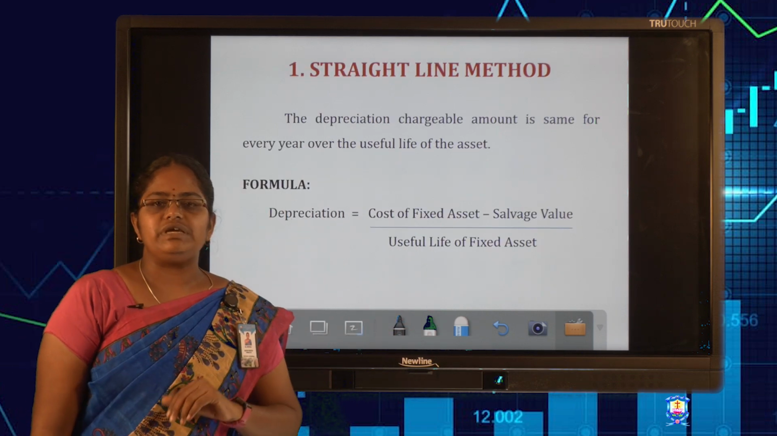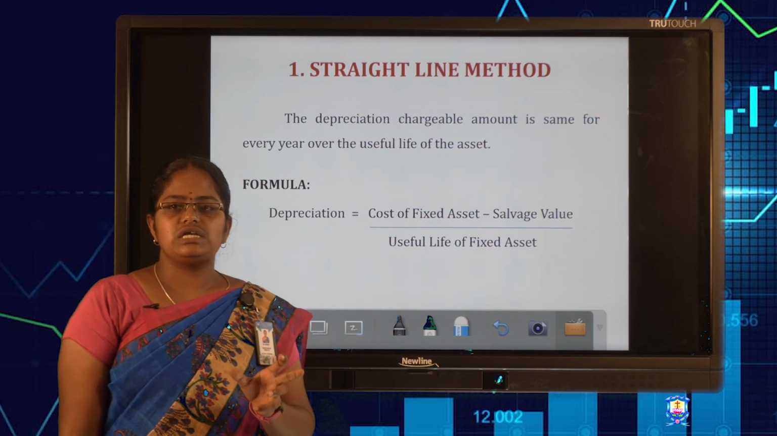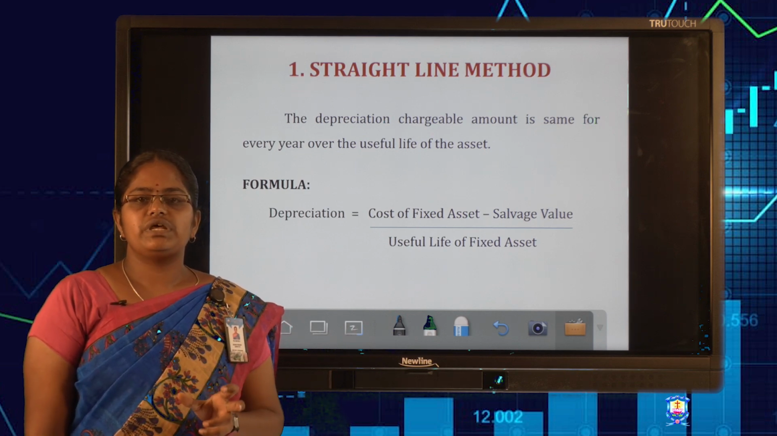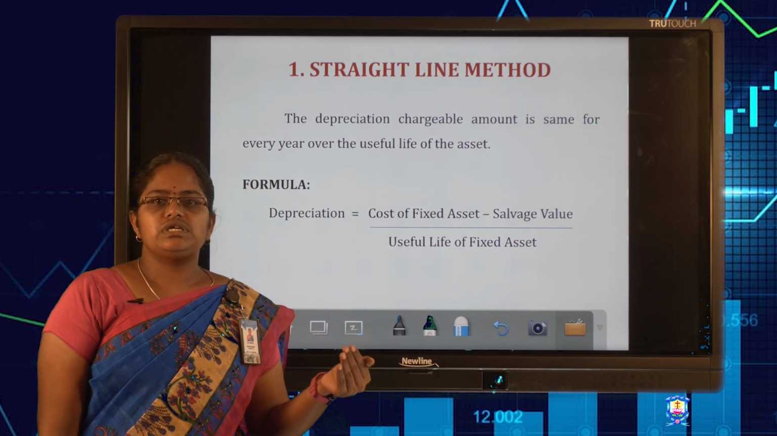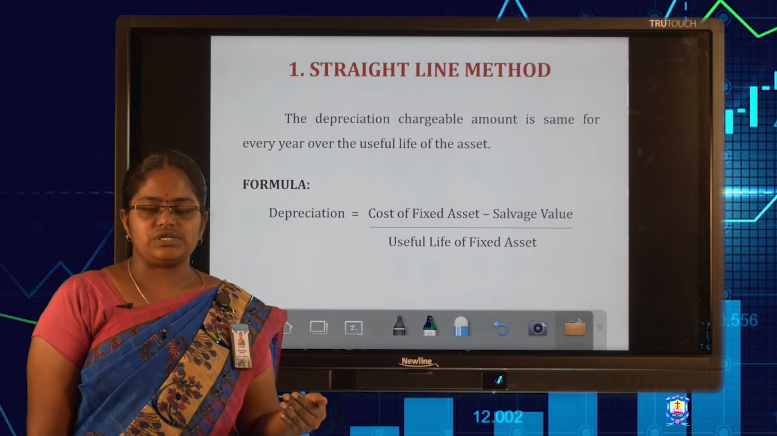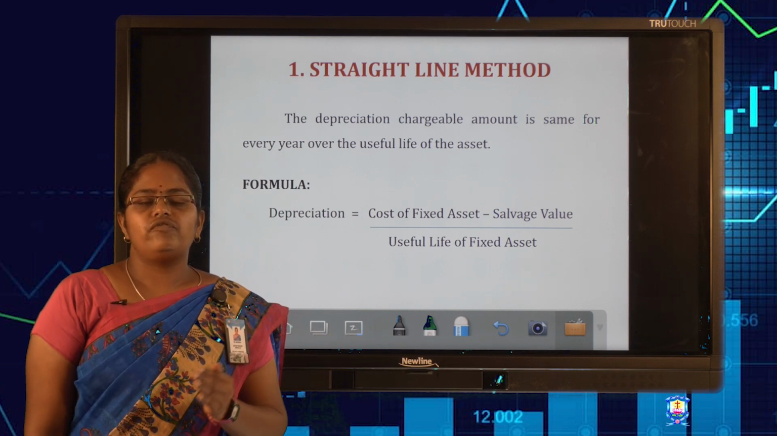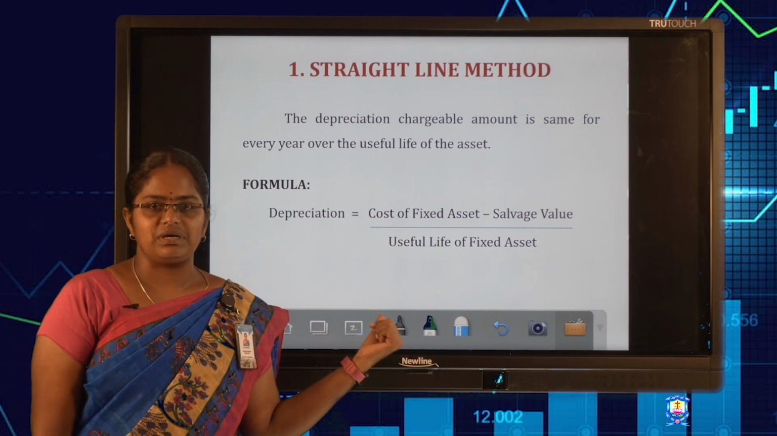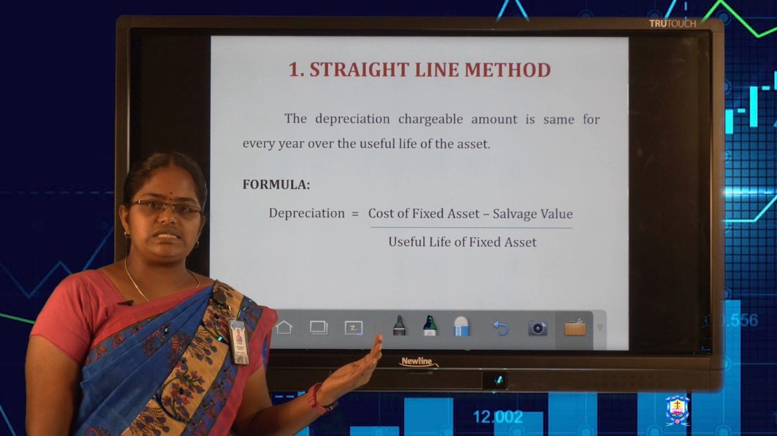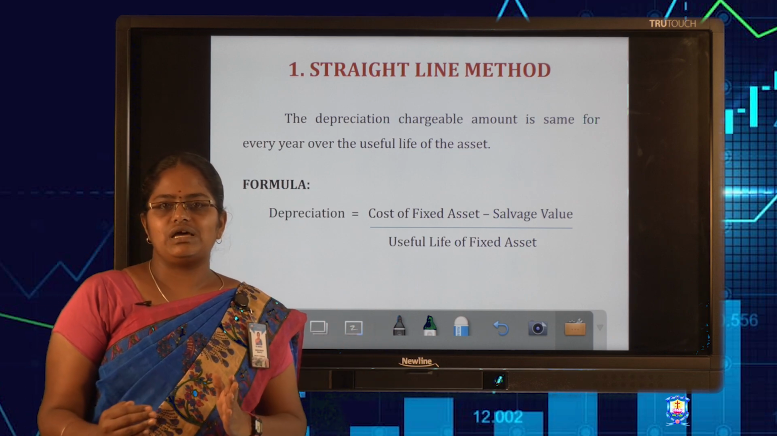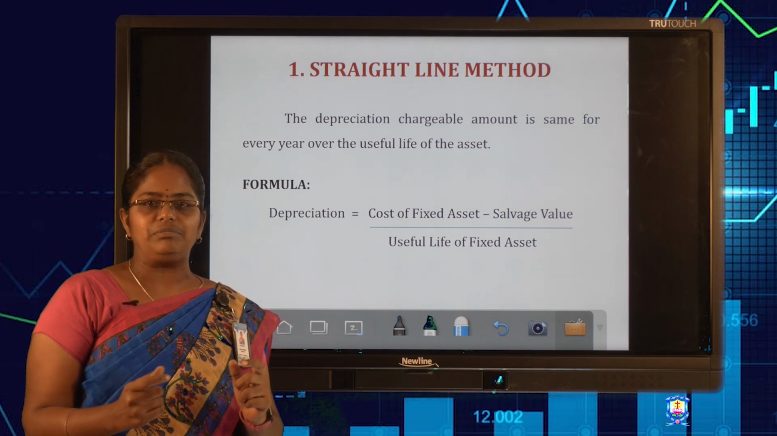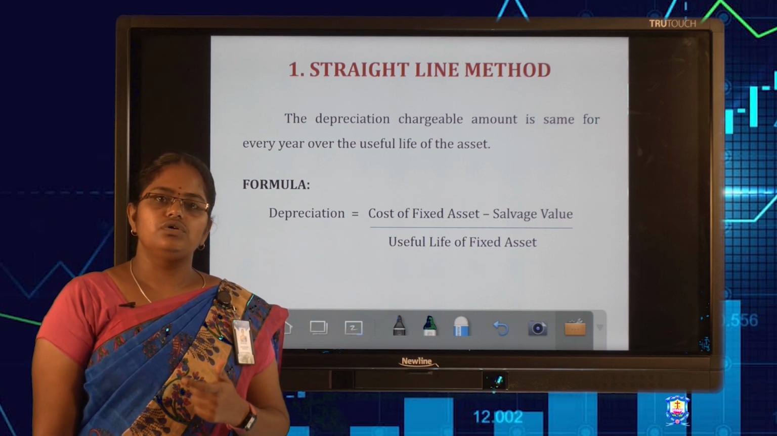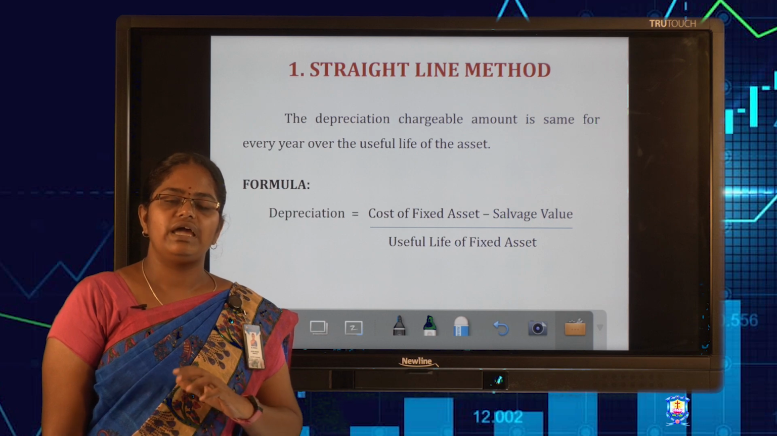The straight line method means the depreciation chargeable amount is equal for every year. If the life of the machinery is 5 years, then in the first year we charge 10,000 as depreciation, and 10,000 continues for every year. It is non-changeable in nature, that is called the straight line method. It is calculated on the original value of the fixed asset. For example, if 1 lakh is the original value and the depreciation rate is 10%, then 1 lakh into 10% is equal to 10,000. 10,000 is chargeable every year.